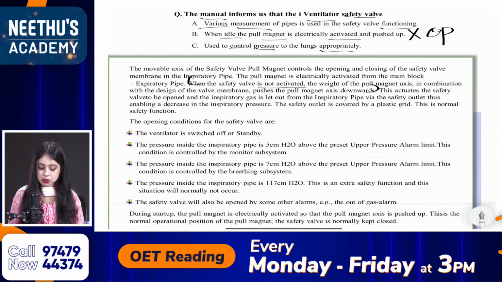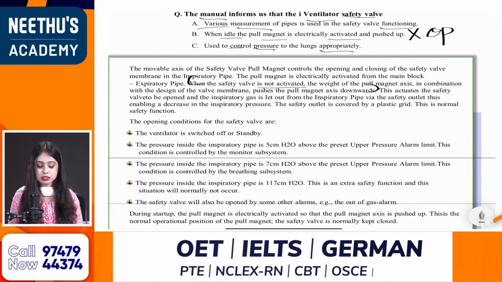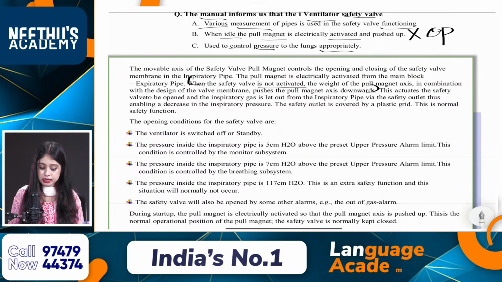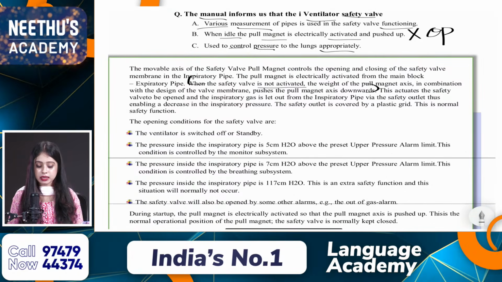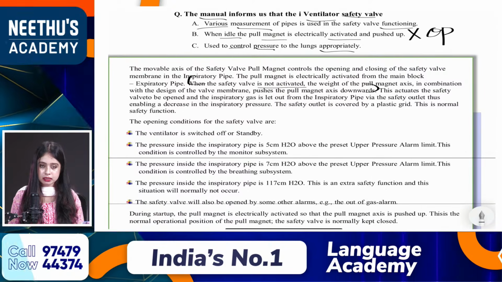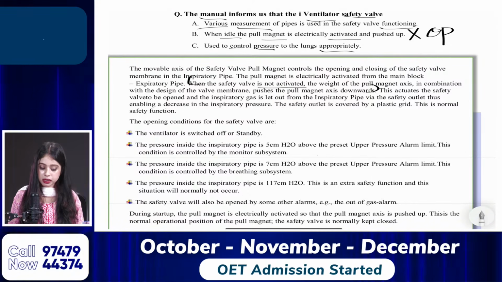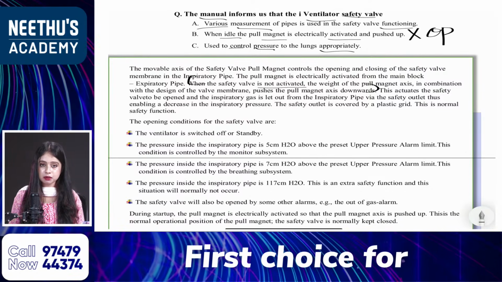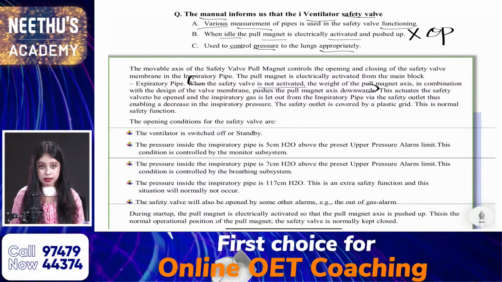Then this actuates the safety valve to be opened and the inspiratory gas is let out from the inspiratory pipe via the safety outlet, thus enabling a decrease in the inspiratory pressure. The safety outlet is covered by the plastic grid. This is the normal safety function. Okay, then the opening conditions for the safety valve are, so these are the conditions.